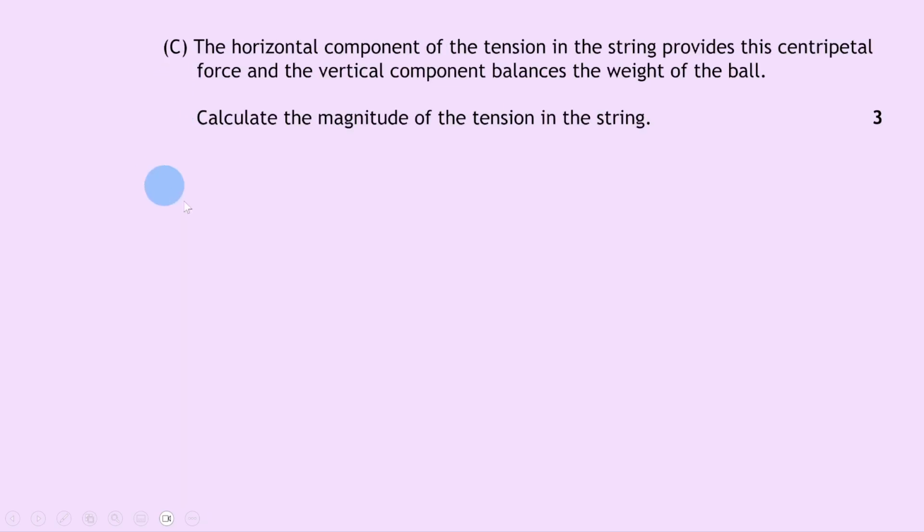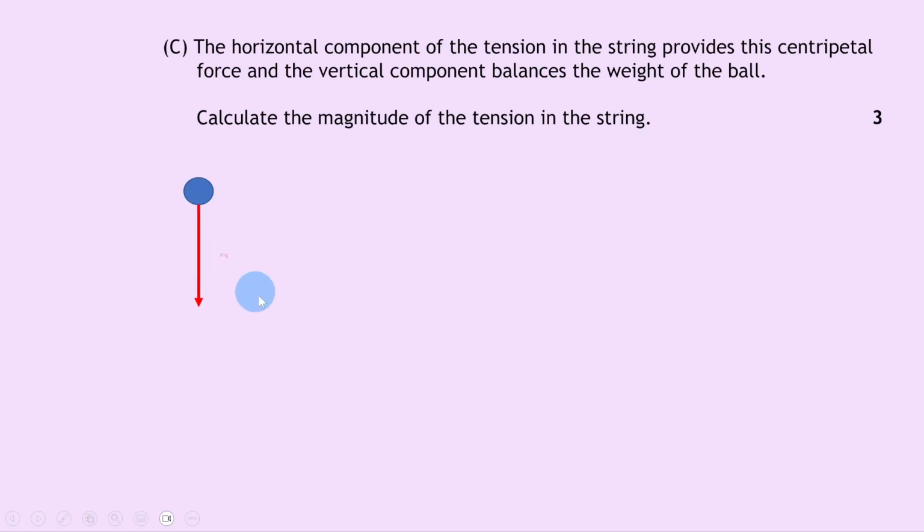Moving on to part C of part B, we have the horizontal component of the tension in the string provides the centripetal force and the vertical component balances the weight of the ball. Calculate the magnitude of the tension in the string, and this is worth 3 marks. Well, to do this we need to consider the force vectors acting on the ball at one point in its motion. So let's just draw the ball first of all, and we can label 2 forces acting on the ball.